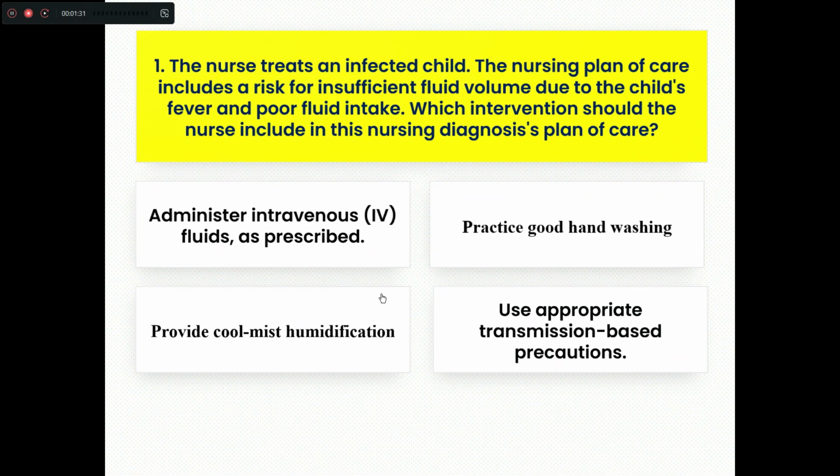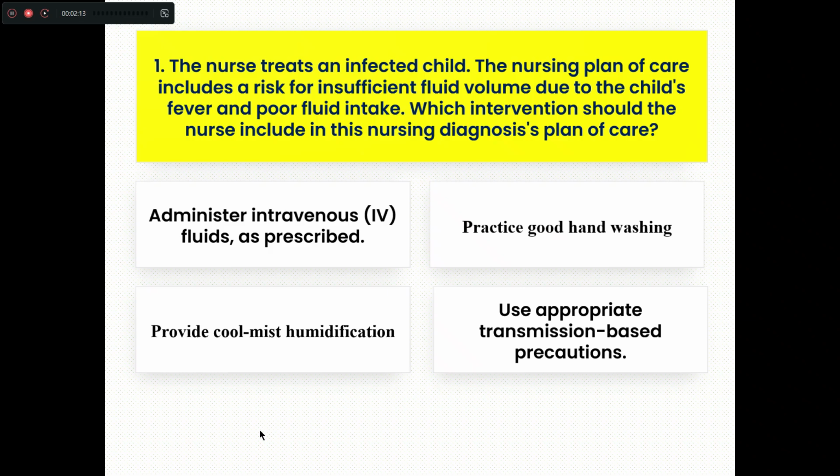The nurse treats an infected child. The nursing plan of care includes a risk for insufficient fluid volume due to the child's fever and poor fluid intake. Which intervention should the nurse include in this nursing diagnosis plan of care? Option A, administer intravenous fluid as prescribed. Option B, practice good hand washing technique. Option C, provide a cool mist humidification. Option D, use appropriate transmission based precaution.